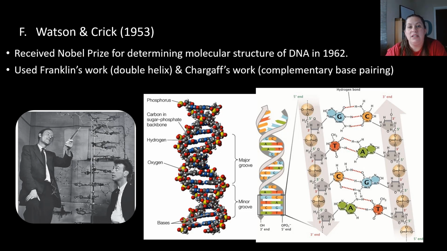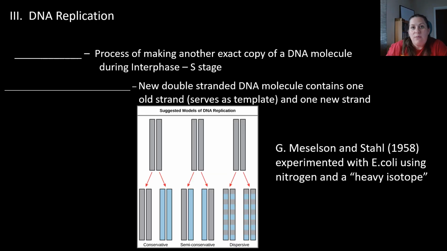They also were the ones that started talking about how DNA replicates. So with DNA replication, they were looking at this process and they were trying to figure out how it happens. They know that DNA replicates, meaning that it makes more copies of itself. And they knew that this happened during the S stage of interphase. But they weren't exactly sure how this occurred.